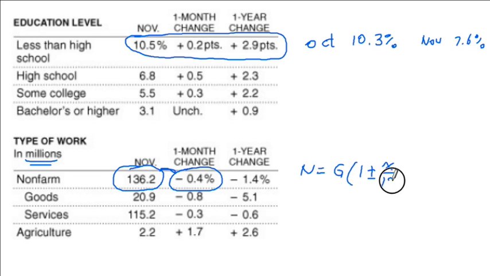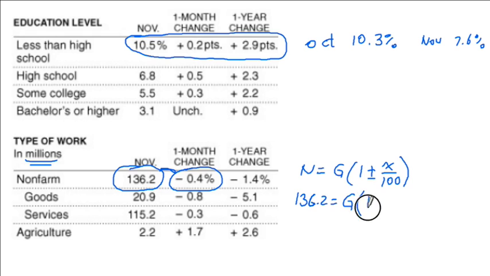Depending on if x is positive or negative, you would use plus or minus here. And remember, x over 100 is changing a percent into a decimal. So if you change your percent into a decimal, don't divide by 100. All right, so here we have our new value, which is 136.2. And we're looking for the old value. 1 month ago, it was 0.4% more.